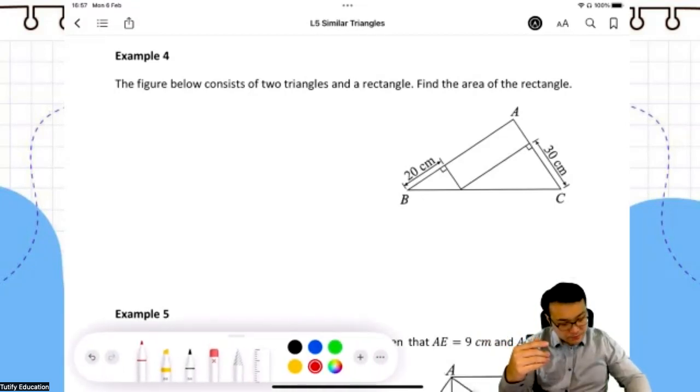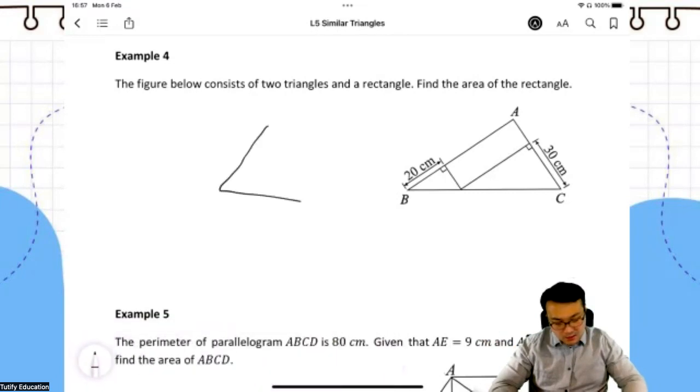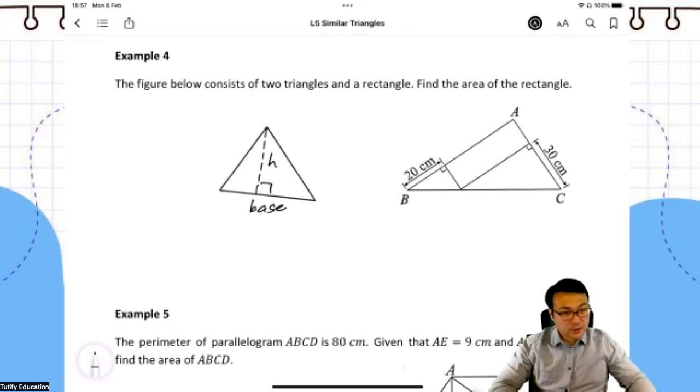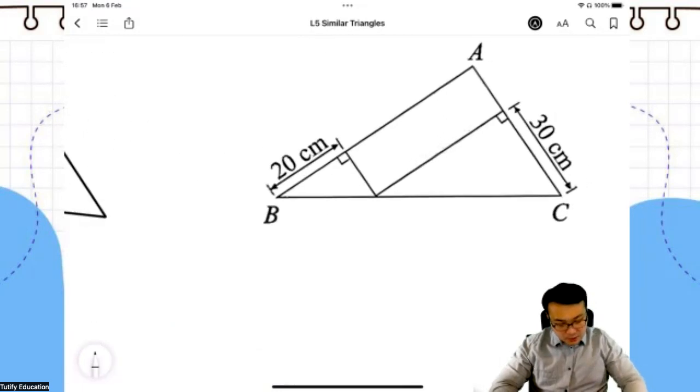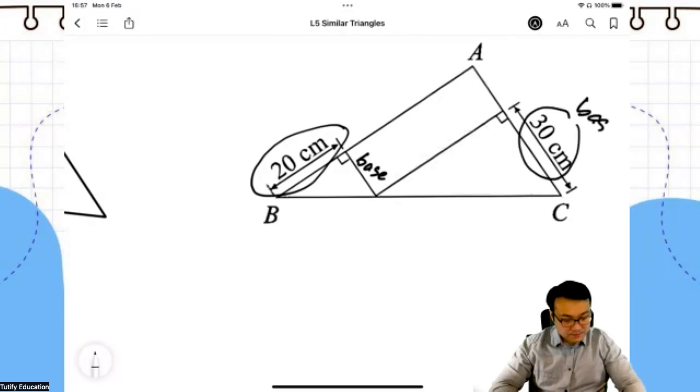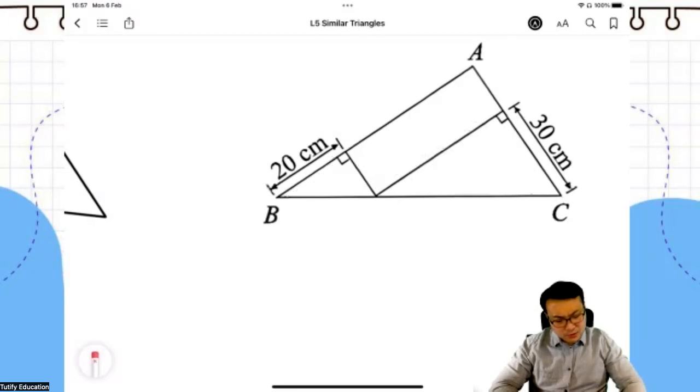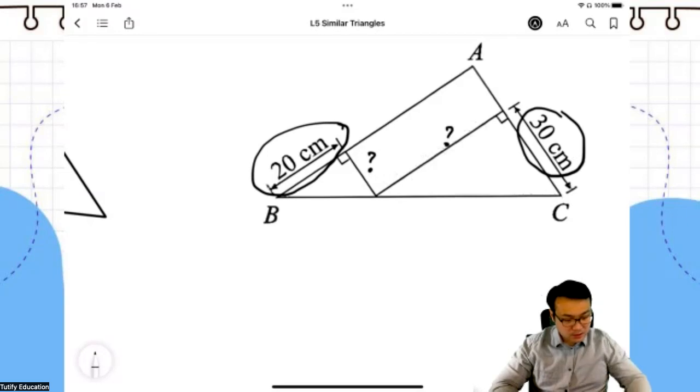I already informed you that as long as the height is 90 degrees to the base, then it will be the correct height. The height always has to be 90 degrees to the base. If I were to call this the base, then this is the height. If I were to call this the base, then this is the height. The problem is we know the length here, but we don't know the length here.